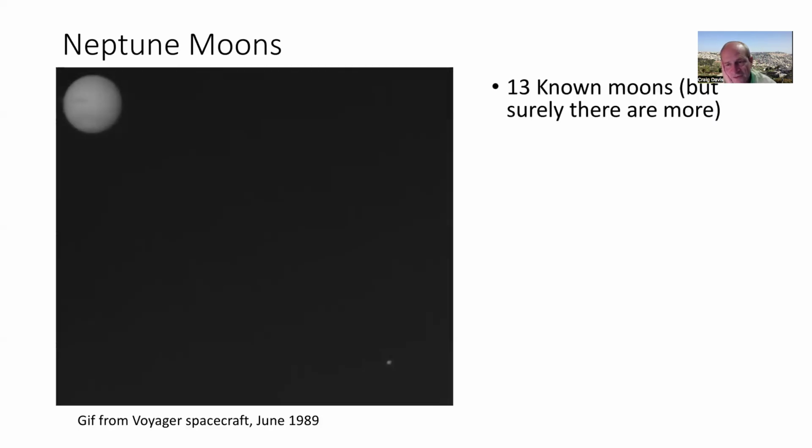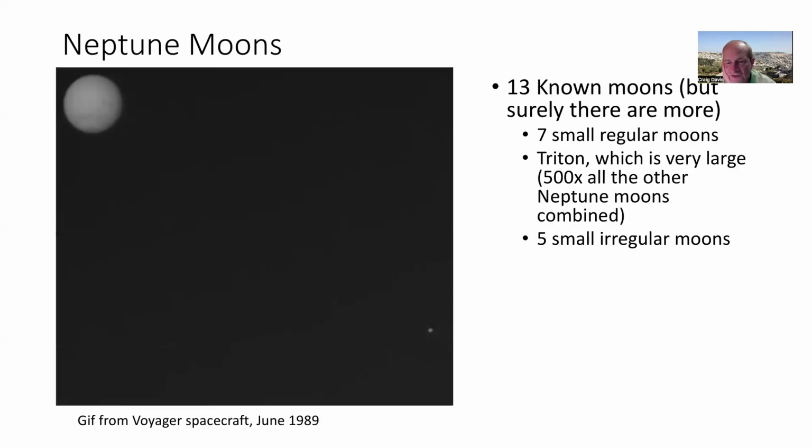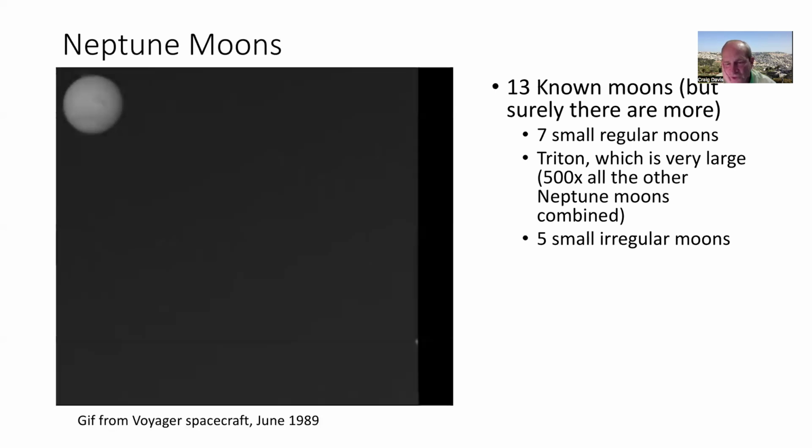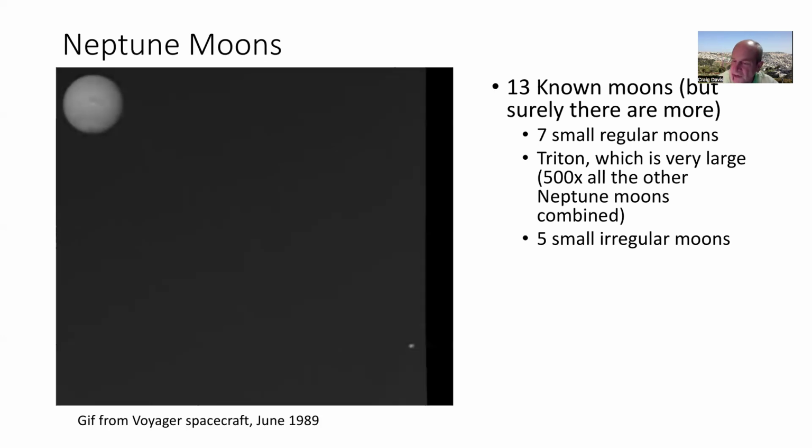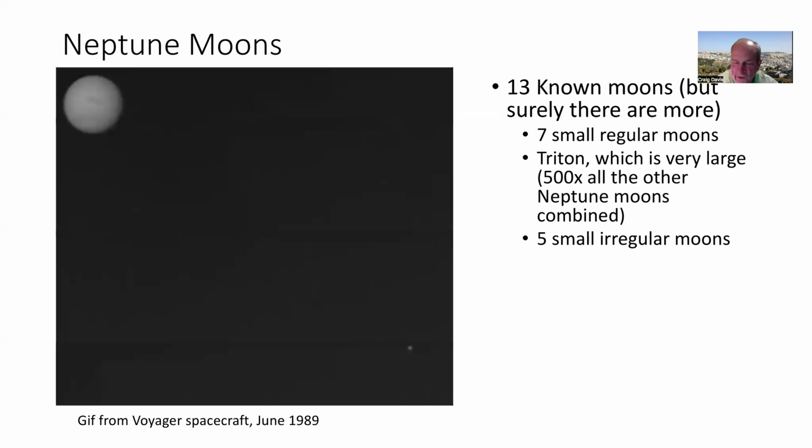We've identified 13 known moons of Neptune, but surely there are more. You have to remember Neptune is so far away, it's hard to get a good picture of it. There are 7 small regular moons. Then there's Triton, which is very large, 500 times larger than all the other Neptune moons combined. And then there are 5 small irregular moons.